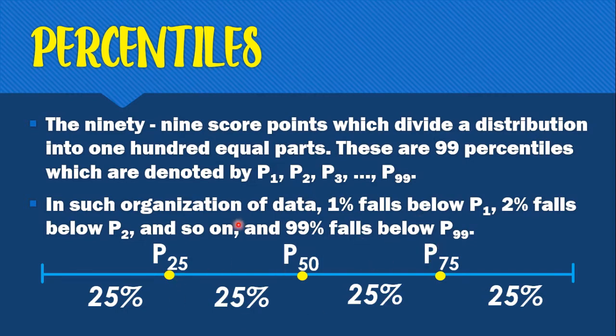So given this illustration, 25% of the data is less than or equal to the 25th percentile or P sub 25, and the remaining 75% of the data is greater than P sub 25.